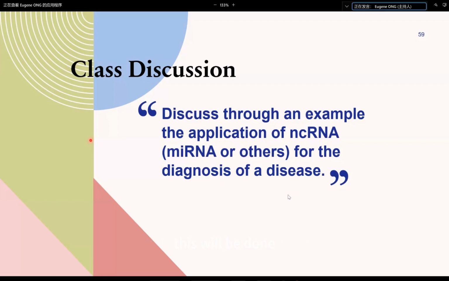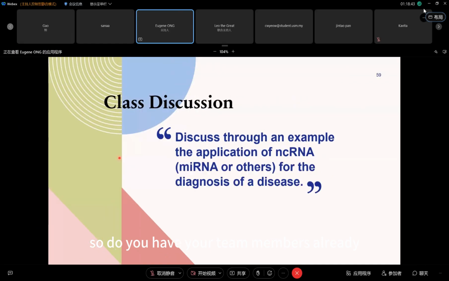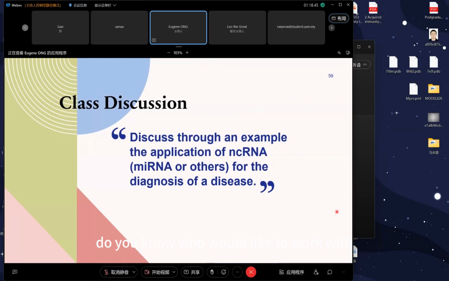Okay, so this will be done in small groups, either of 3 or 4 persons. So it could be groups of 3, 3, 3, or 3, 3, 4. I think a group of 2 is too small, so it's better if there are at least 3 persons. And perhaps the last group could be 4. So do you have your team members already? Do you know who you would like to work with?